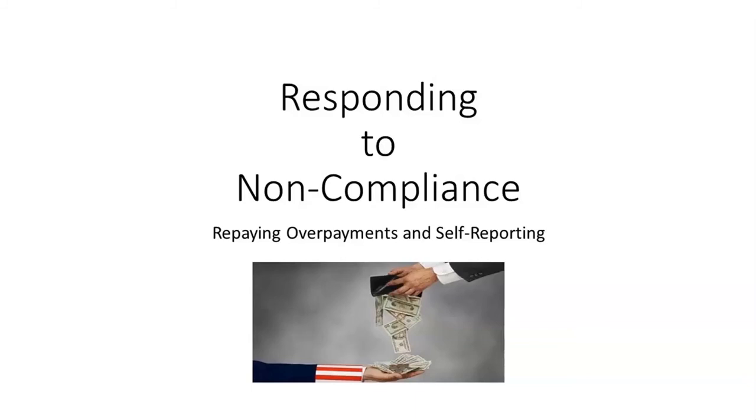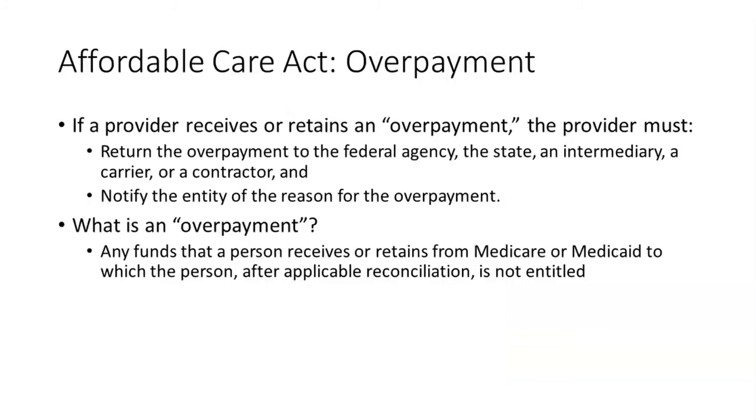Okay, so we're going to start out by talking about where this applies, and this comes from the 2010 Affordable Care Act, which requires a person who has received an overpayment to report and return the overpayment to the relevant federal agency, the state, an intermediary, a carrier, a contractor, and in addition to that, to provide a notice to the entity of the reason for the overpayment.